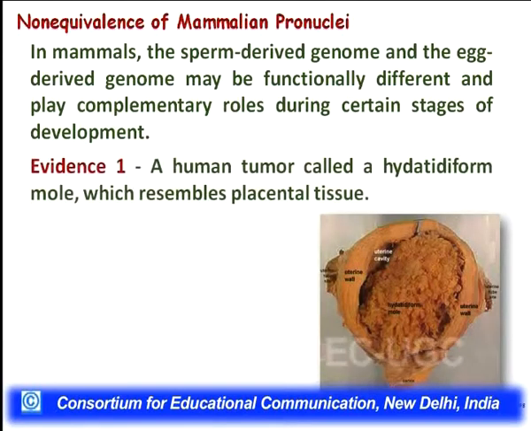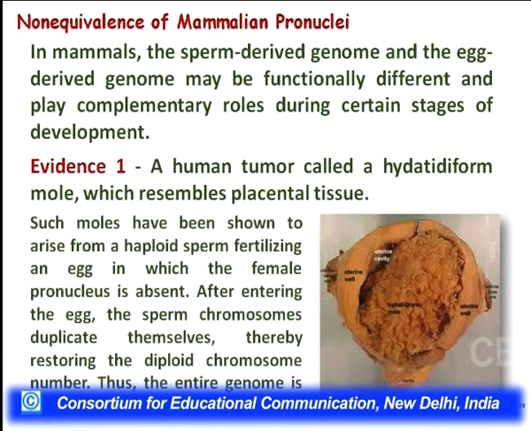The first evidence comes from a human tumor called a hydatidiform mole, which resembles placental tissue. A hydatidiform mole is shown in the picture here. Such moles have been shown to arise from a haploid sperm fertilizing an egg in which the female pronucleus is absent. After entering the egg, the sperm chromosomes duplicate themselves. So in that case, the diploidy is attained only by the sperm chromosomes and not by the female chromosomes. There are two genomes, but both of them are coming from the male, thereby restoring the diploid chromosome number. Thus, the entire genome is derived from the sperm.